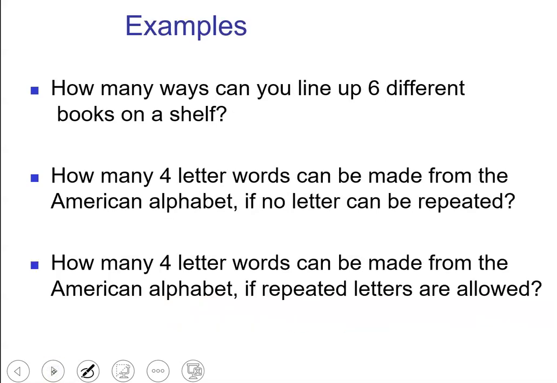How many ways can you line up 6 different books on a shelf? And I do want to point out, all of these examples talk about order. How many ways can you line up 6 different books on a shelf?